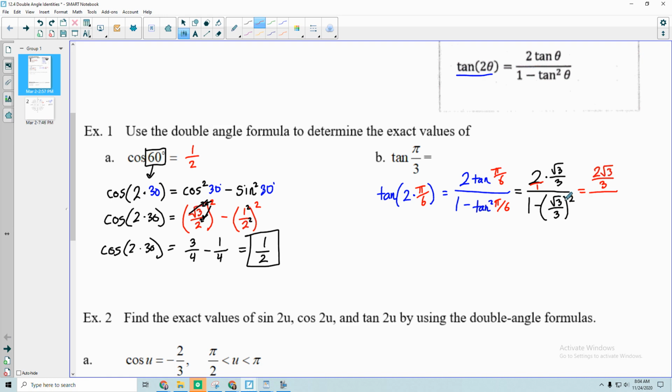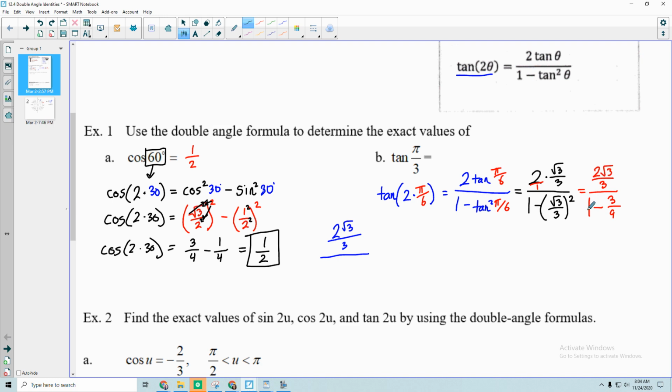The next part here, I'm distributing that exponent of 2, so that's going to give me 1 minus 3 all over 9, okay? So remember that cancels out that square root there, and 3 squared is 9. Okay, and then in the denominator, I can go ahead and simplify that a little bit further. So let me actually rewrite this here.